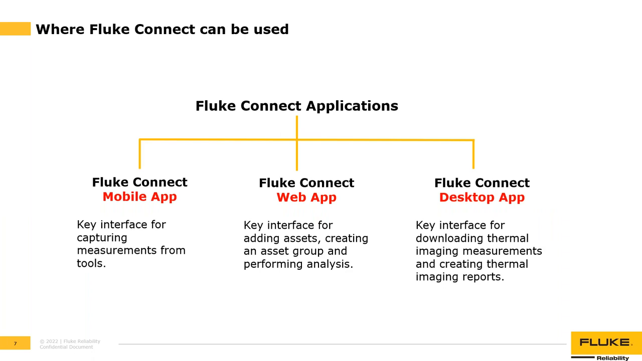The next question you need to know an answer to is where Fluke Connect can be used. And the Fluke Connect software works in three different applications. First, we've got the Fluke Connect mobile app. This is the key interface for capturing measurements from the tools. Next, we've got the Fluke Connect web app. This is where you go to create assets and perform analysis. And finally, we've got the Fluke Connect desktop app.